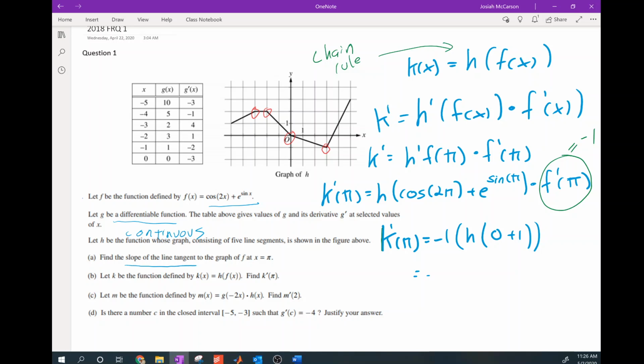So that means we want negative h prime of 1. Now we go over to our graph, and we look for h prime of 1. So I'm going to go over to 1, and we want to find the slope at that point here. We can see the line is going down 1 and over 3. So it has a negative slope, vertical component of 1, horizontal component of 3. So it's negative 1/3. And this will give us a k prime of pi equals positive 1/3.